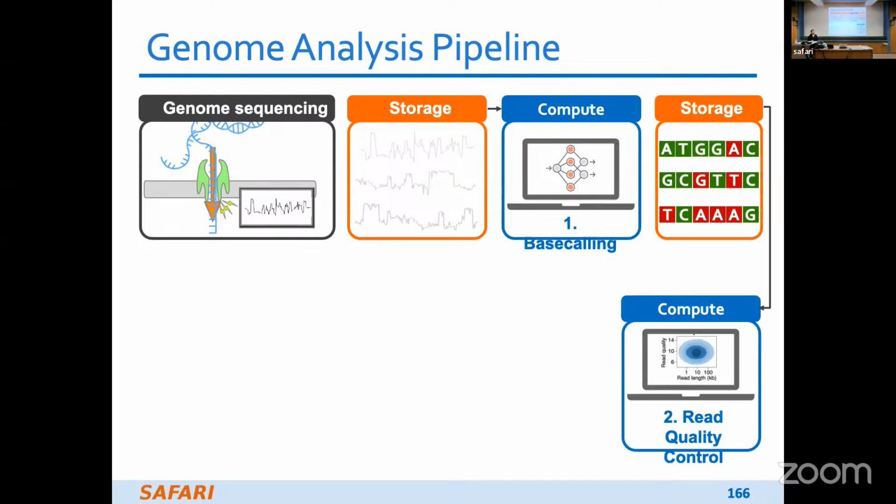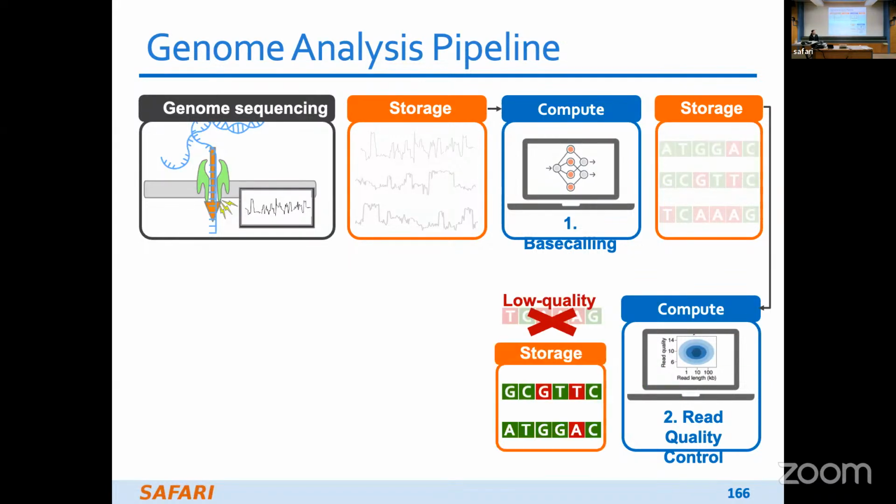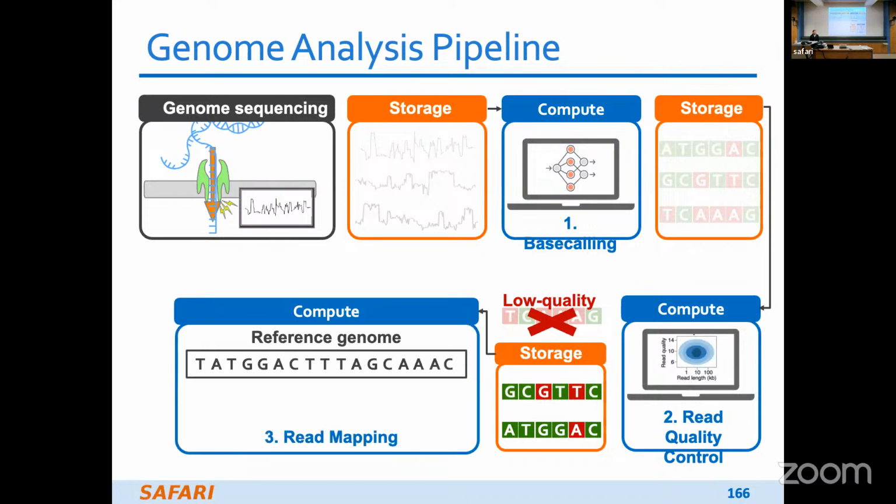And then we continue with the second step, which is usually read quality control. In read quality control, we calculate the average quality score of the read. And if the quality score of a read is lower than a threshold, it means that this kind of read will not provide useful information for us when we do the downstream analysis. So we just discard it. And if it's a high quality read, then we store it in the storage and continue with the next step, which is usually the read mapping step inside the genome analysis.